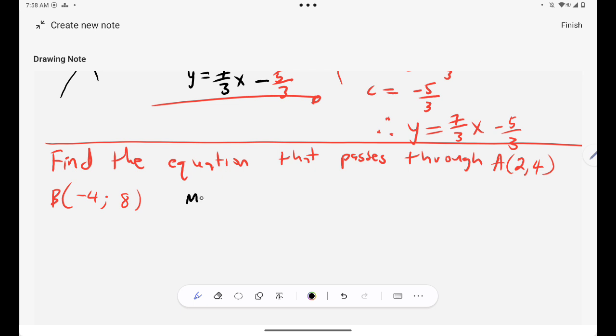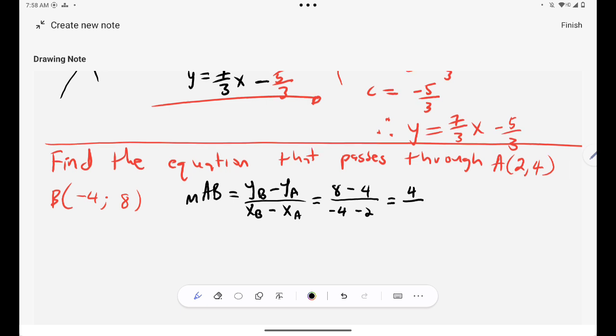The first thing I need to do is to find the gradient, because I don't have the gradient. The gradient of line AB, I'll get it by saying y value at B minus the y value at A, over x value at B minus the x value at A. What will I get? I'll get 8 minus 4 over negative 4 minus 2. What is 8 minus 4? 8 minus 4 is 4 all over negative 6. This thing is equal to negative 2 over 3.